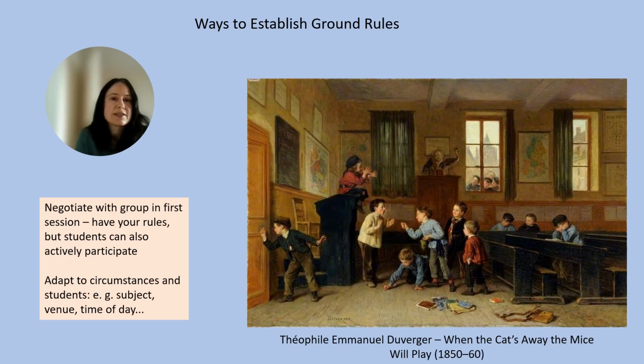To achieve all this, it is necessary to establish ground rules about how the class is going to work. The best way to do this is to negotiate with the group in the first session. You can have your own rules, and some of these might be non-negotiable, such as not using hateful and discriminatory language in the classroom. But students should also be able to actively participate in setting up the system of rules as a whole. And that is because the rules need to be adapted to the circumstances and to the students' needs, the same needs that we discussed in the first half of this presentation.